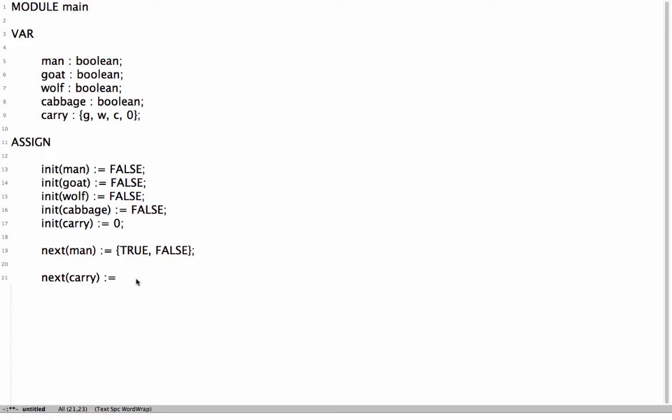How do we model this in NuSMV? Let me write it. Case man equal to goat, then the carry could be goat. This non-deterministic choice is modeled by the keyword union. Case man equal to wolf, then the carry could be W.